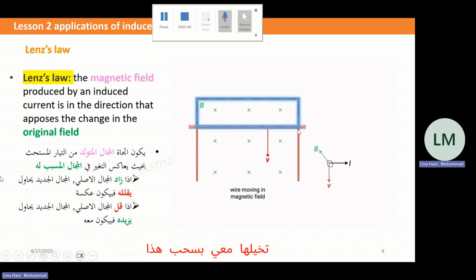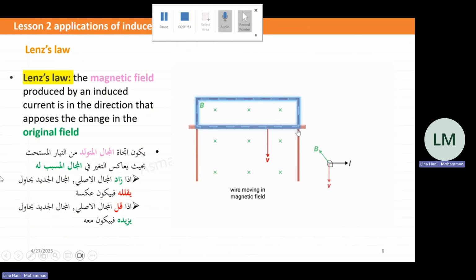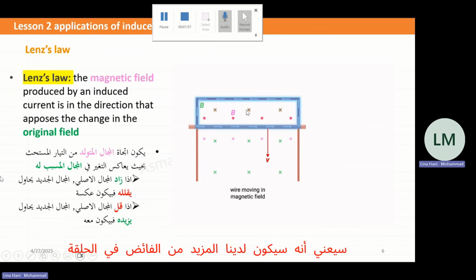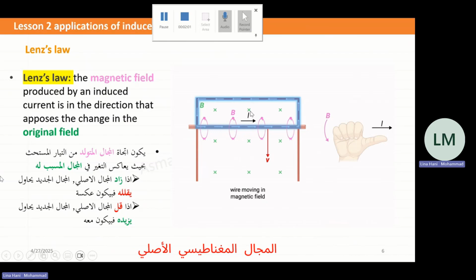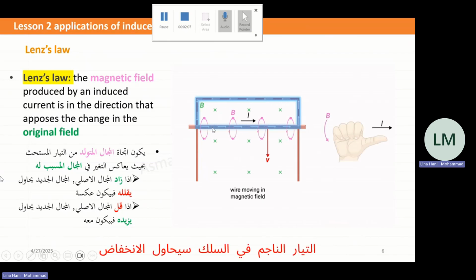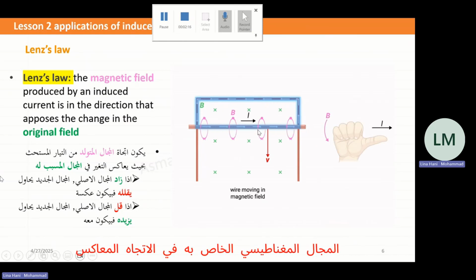Imagine it with me, let me show you. Pulling this wire downwards will mean that we will have more X's in the loop. That means that the original magnetic field inside the loop has increased. Now, the current induced in the wire will try to decrease the original field by generating its own magnetic field in the opposite direction.